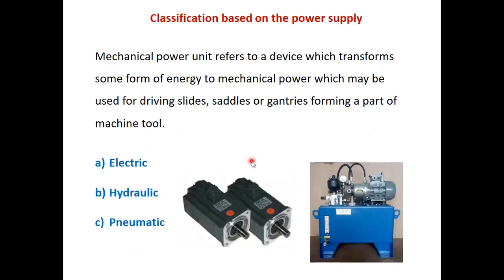Now there is also one more classification based on the power supply. We know the major components of the CNC machines are the power supply, that is the motors. So depending on whether the motor is electrical, hydraulic or pneumatic, we can say the CNC is an electrical, hydraulic or pneumatic CNC machine.